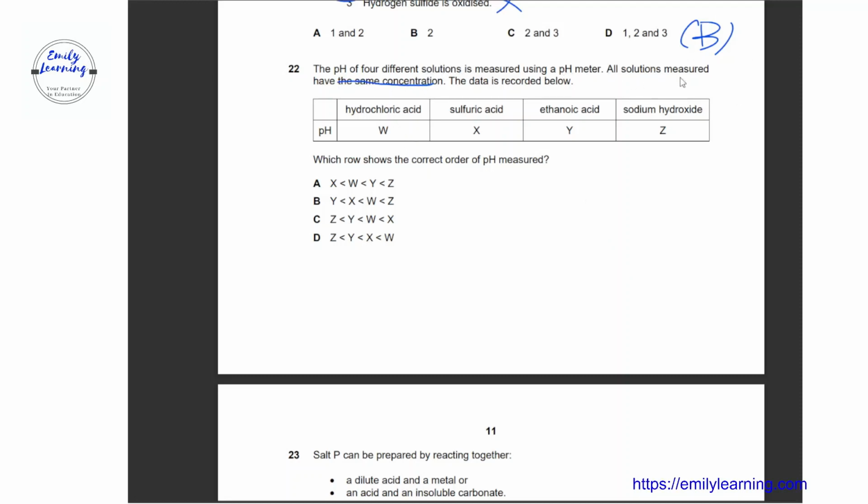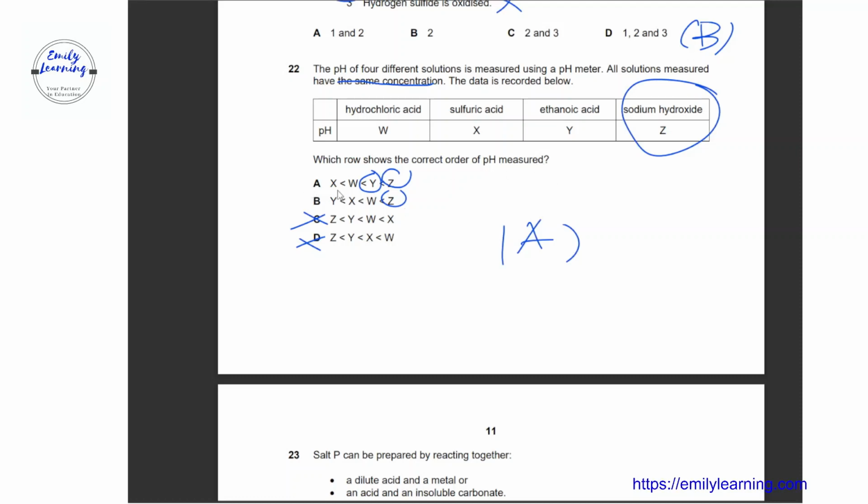Straight away we know that sodium hydroxide has the highest pH. The reason is because it's an alkali, and an alkali will have a pH that is generally greater than 7. So in other words, the one with the highest pH is Z. So we are left with A and B. Next, we know that out of these 3 acids, ethanoic acid is the weak acid, while sulfuric acid and hydrochloric acid are strong acids. So we know that the next answer will be Y. So we know that A is the answer.